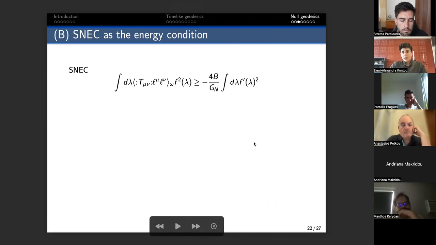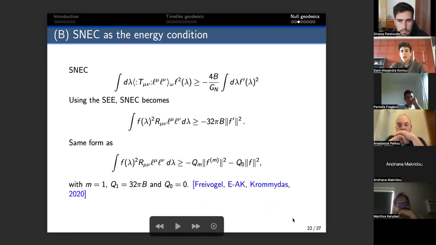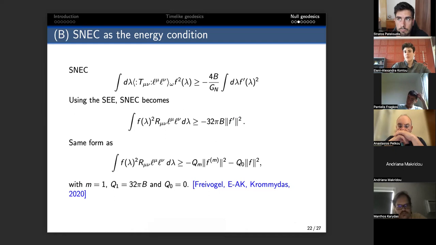We can use the SNEC as an energy condition for a singularity theorem in a pretty straightforward way. We can use the semi-classical Einstein equation to bring the SNEC bound to a curvature bound. And then we have the exact form that we need for the theorem. We just have one term, the smearing function with one derivative. And this is the exact same form as the theorem that I showed you for null geodesics. So we can apply the theorem immediately.